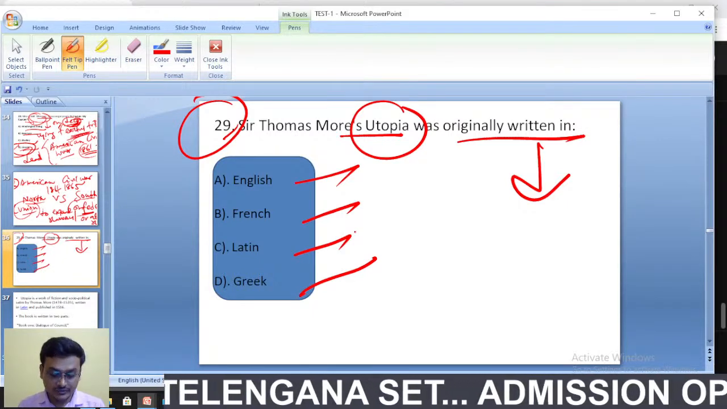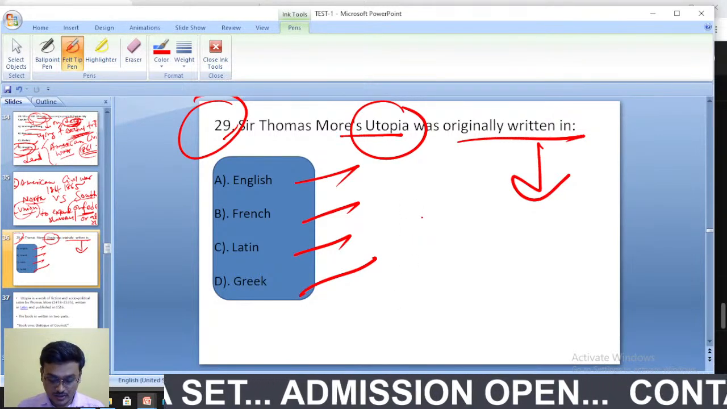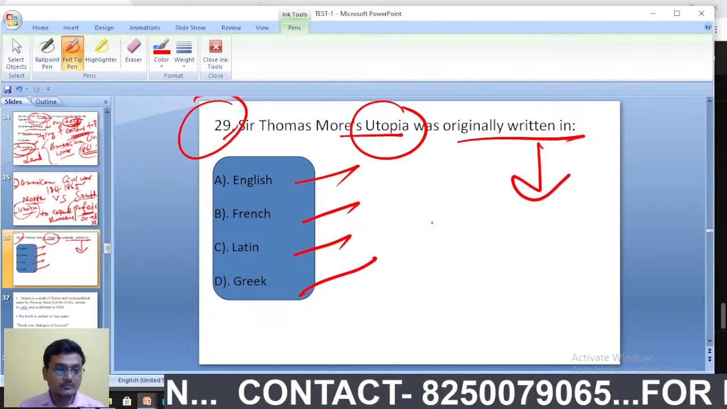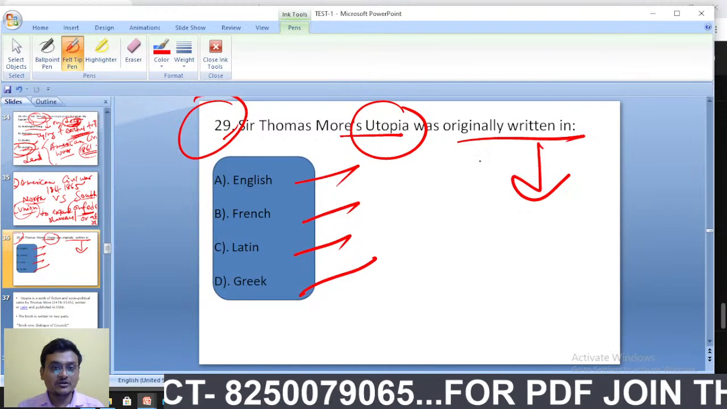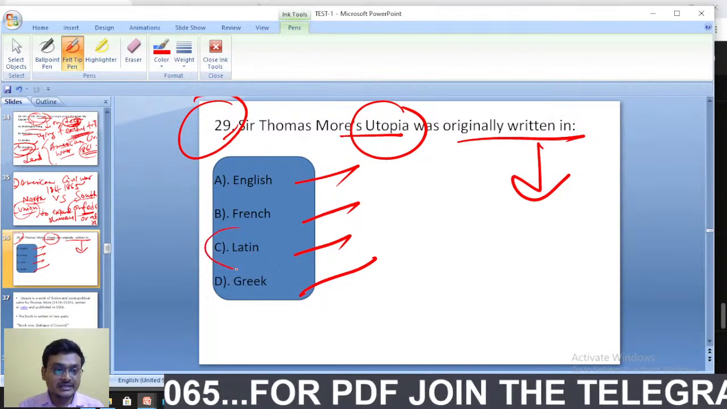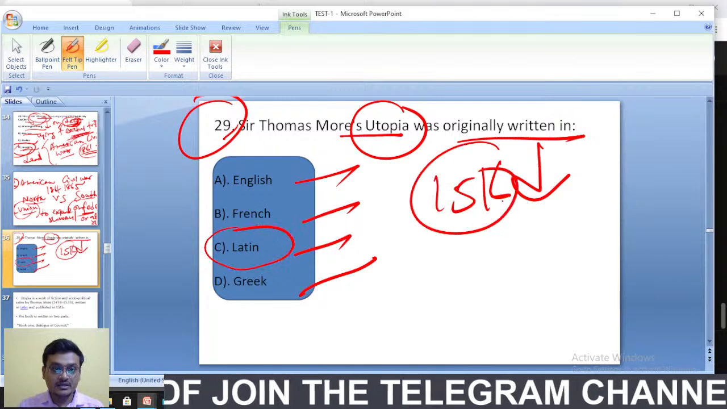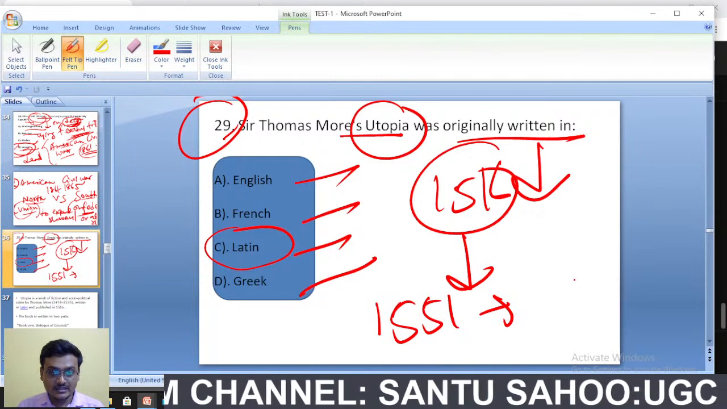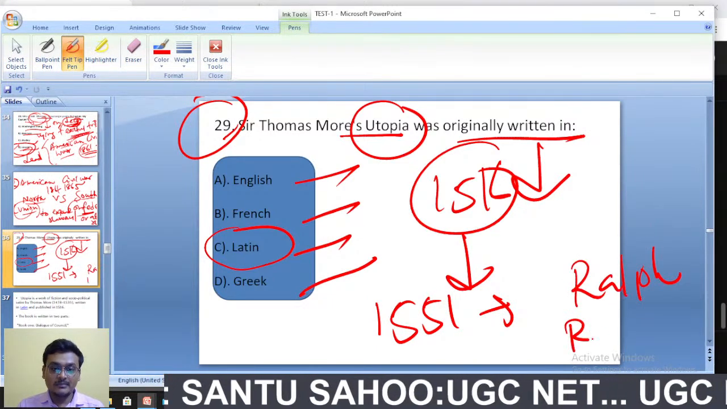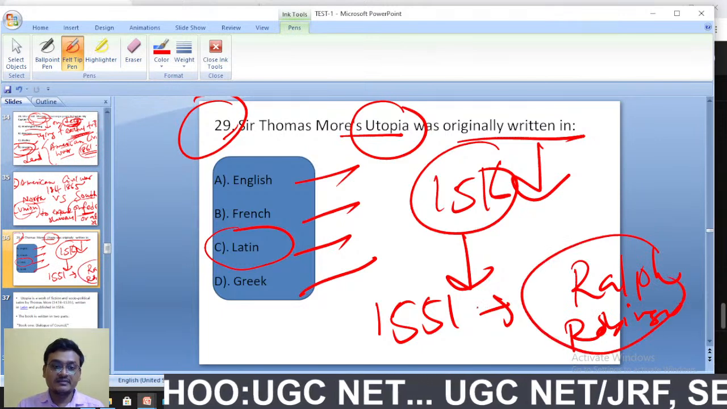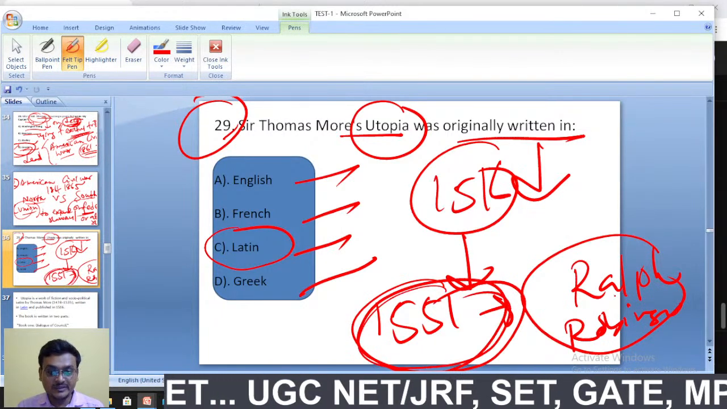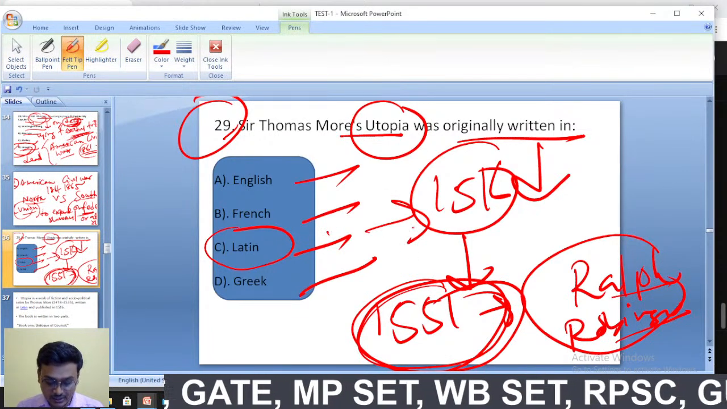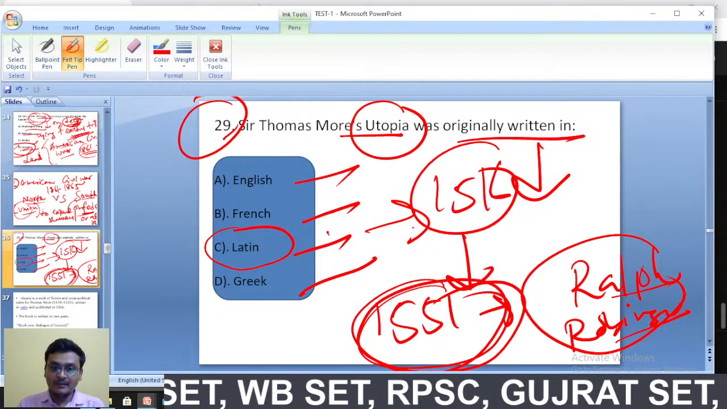In which year? 1516. It was originally written in Latin in 1516. And then it was translated into English in 1551 by Ralph Robinson. Ralph Robinson translated it into English in 1551. So it was published in Latin in 1516, whereas it was translated into English by Ralph Robinson in 1551.